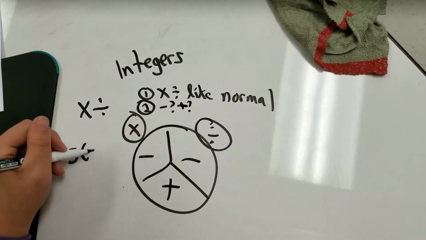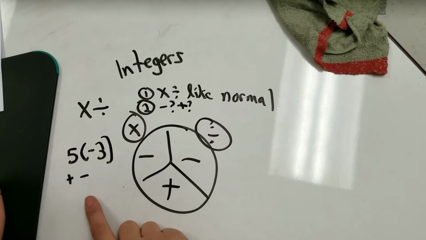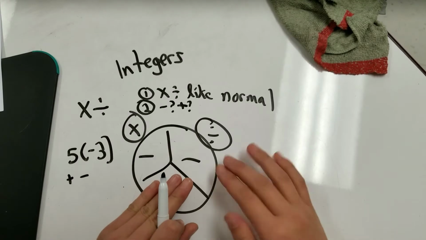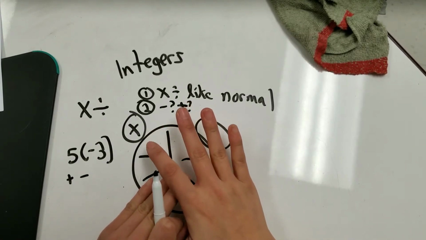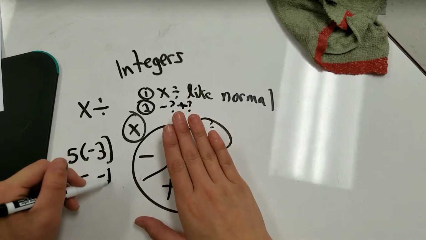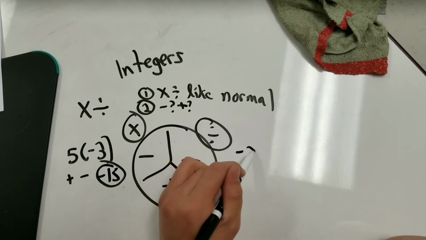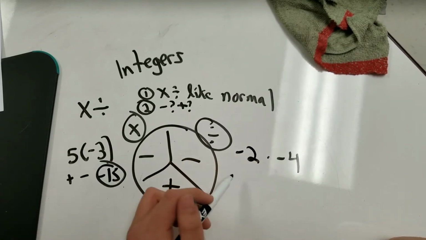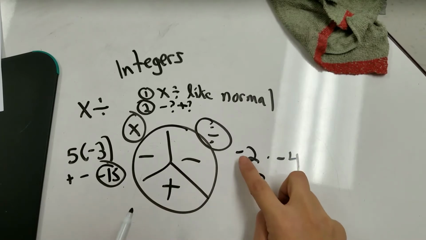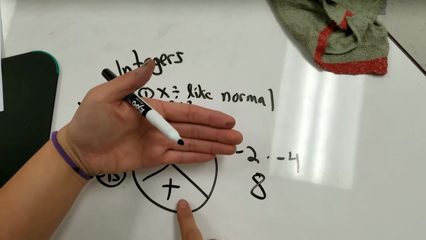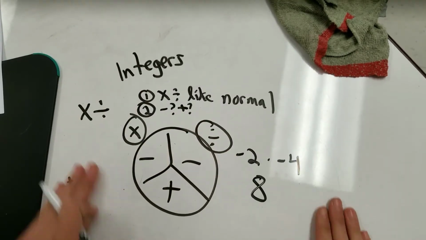Say we have 5 times negative 3. This is a positive number, and this is a negative number. So I'd cover up the positive and the negative to have a negative number. So 5 times negative 3 would be negative 15. Say I have negative 2 times negative 4. Well, 2 times 4 is 8. And then I have a negative and a negative, which makes a positive. Positive 8.